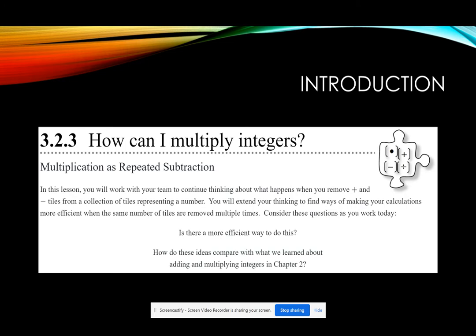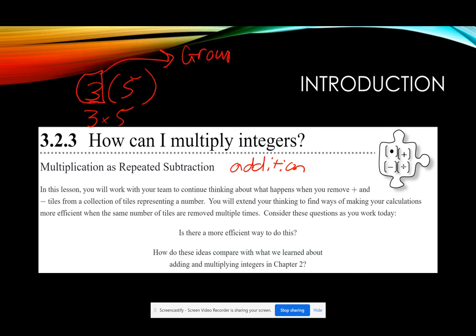It says, how can I multiply integers? And normally we look at multiplication as repeated addition rather than subtraction. What I mean by that is when we have something like 3 multiplied by 5, and sometimes you might see it as 3 with the multiplication symbol and then 5, you would think about it as 3 groups, right? The number out in front is telling us how many groups we have. And then the number afterwards is telling us the number that we're going to have in each of those groups.